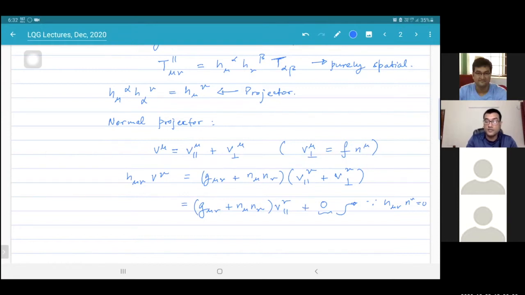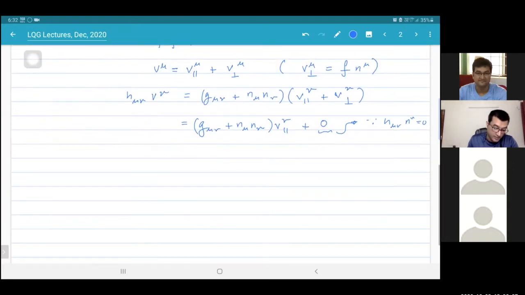Nehal is asking a question: is there a unique normal to the hypersurface? That's not such a bad question actually. The reason there is a unique normal is, first of all, because your spatial surface is three-dimensional and it is embedded in a four-dimensional spacetime, right? So it's a co-dimension one surface. If you have a co-dimension one surface, then there can only be one direction which is perpendicular to that surface.